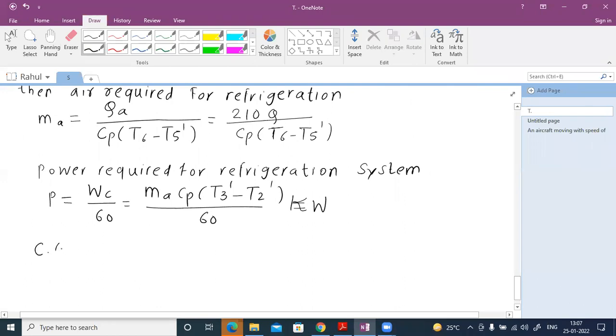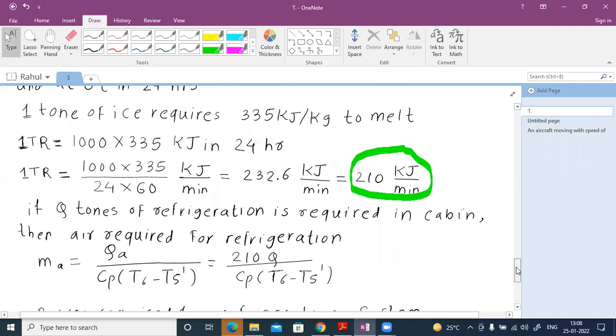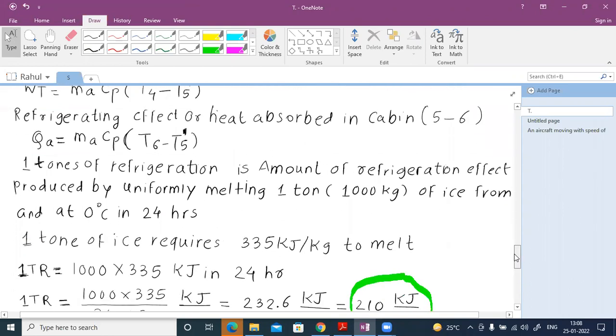And the last term is the COP of the refrigerating system. This is the important one. How to calculate the COP of the refrigerating system? It is given by the desired effect upon work input. The desired effect is cooling. In cooling, heat is abstracted. How much heat is abstracted? ma into Cp into T6 minus T5 dash.